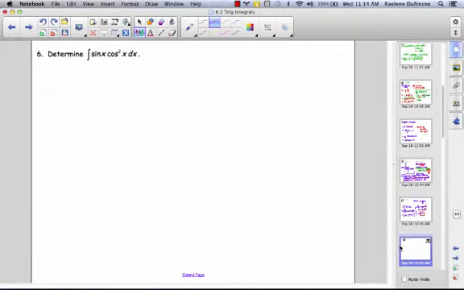In number 6, we want to determine the integral of sine x cosine squared x dx. I'm going to encourage you to pause the video and think about this for a moment and try some different techniques. Don't be afraid to make a mistake. That's how you get better. Well, there are a couple of possibilities. We can express this as a product. So we can see that we've got sine of x times cosine squared of x dx.